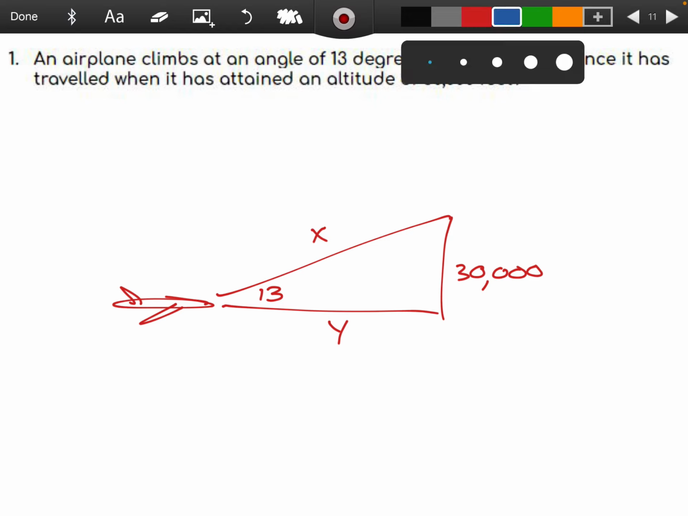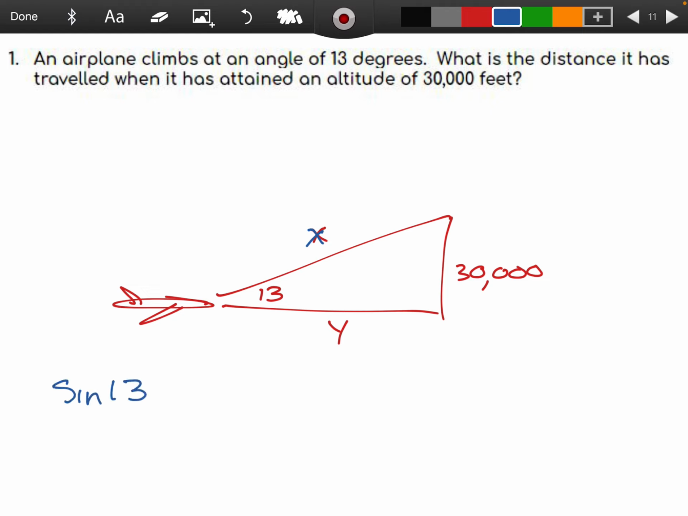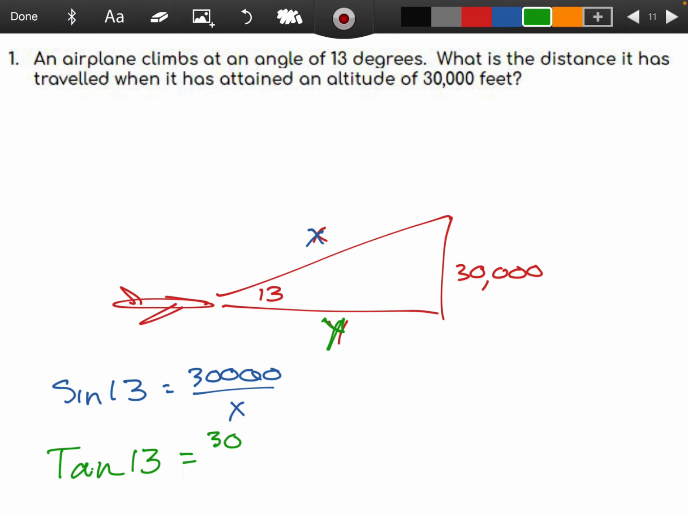So if I solve for x, we'll do x first. That means that we're going sine 13, right? 30,000 over x. And if I solve for y, I'm doing tangent instead of sine. So tangent 13 equals, same thing, 30,000 over y. Okay, both of these I'm going to divide. So if I do the tangent, that's going to give me 129,000. We'll just go to the nearest whole thing, 944 feet.